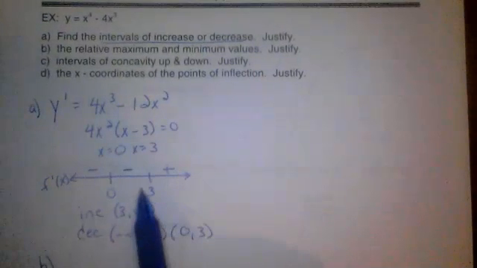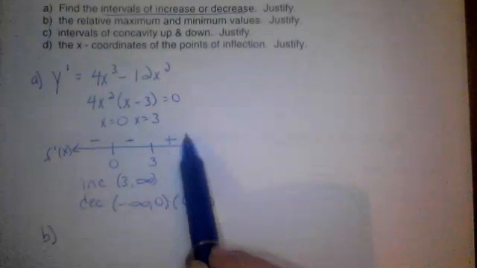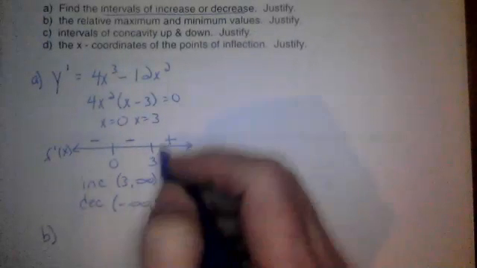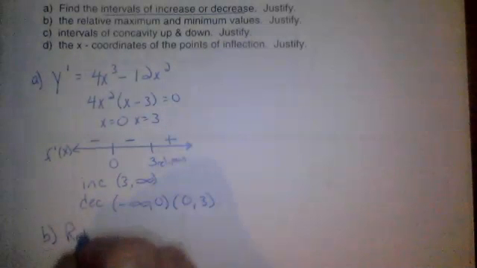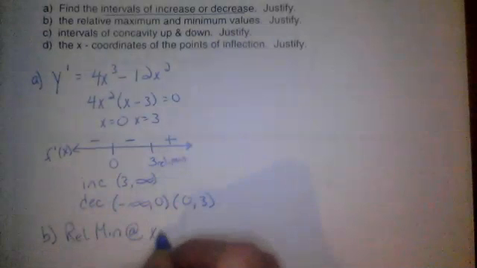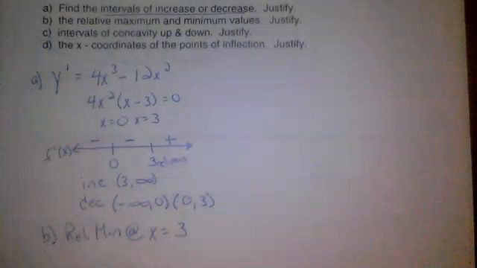All right, then it asks us to find our relative maxes and mins, and so we can also determine that here from this number line. We go from decreasing to increasing, so this is a relative minimum. I have a relative or local minimum at x equals 3. And I don't have a relative maximum on this one.